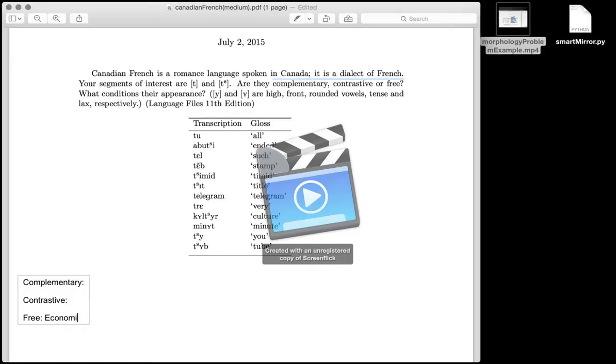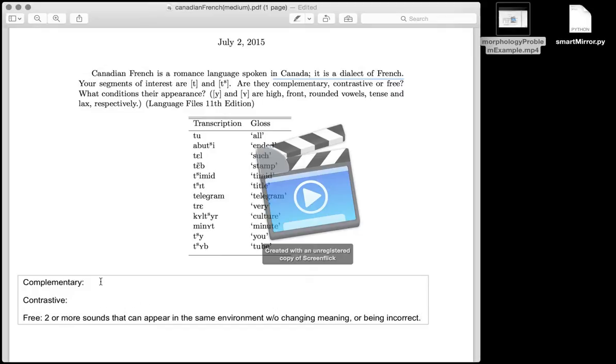So I'll give you guys a quick definition then for free. This is two or more sounds that can appear in the same environment. And what will happen is that they won't change the meaning or be considered incorrect to speakers, without changing meaning or being incorrect.